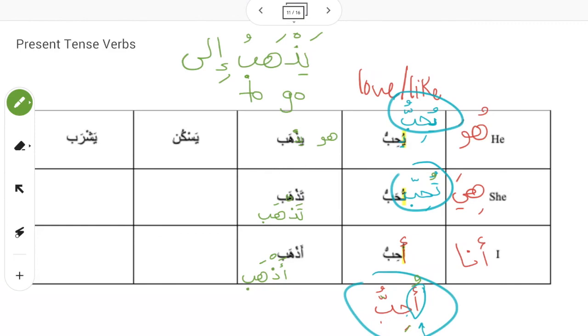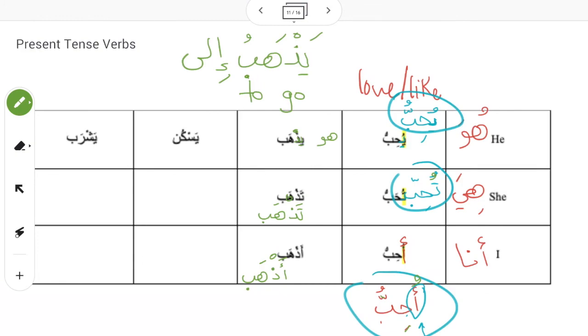So in that verb, the pattern stays the same for all of the different pronouns you're changing the verb for. It's just the first letter, the prefix, that you're changing. And later on we'll learn there's a couple of them where you add a suffix. But for right now, we're just looking at the prefixes.